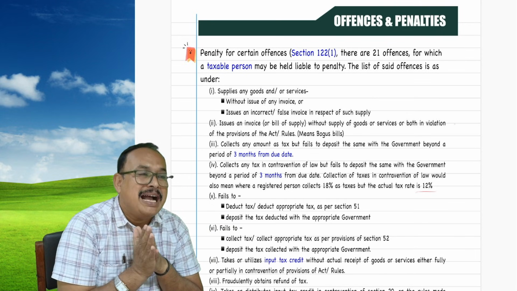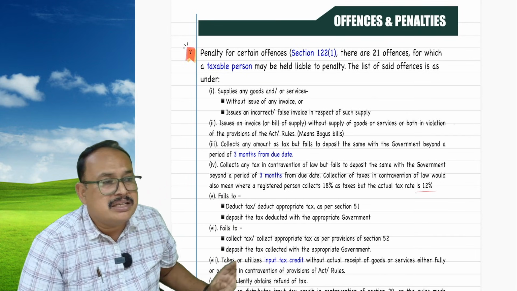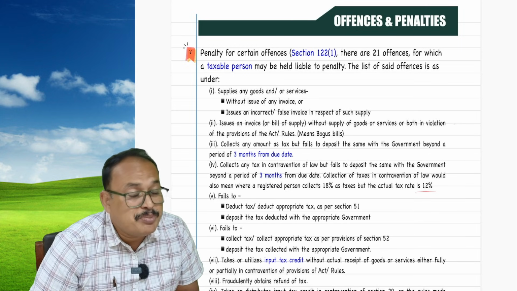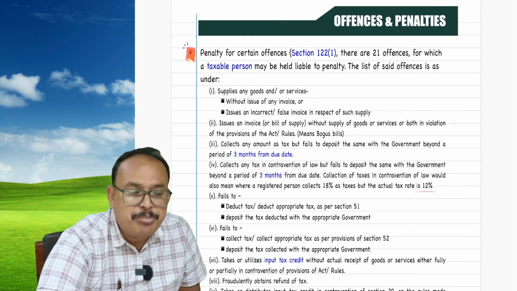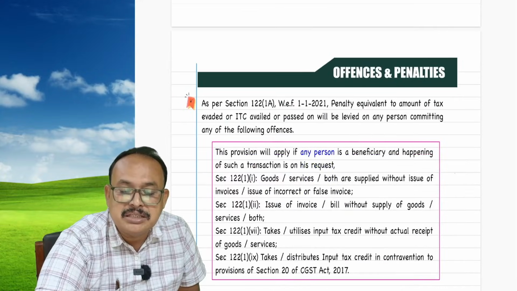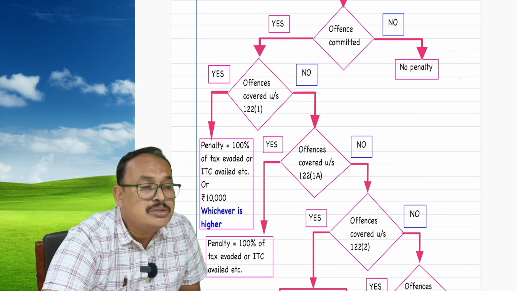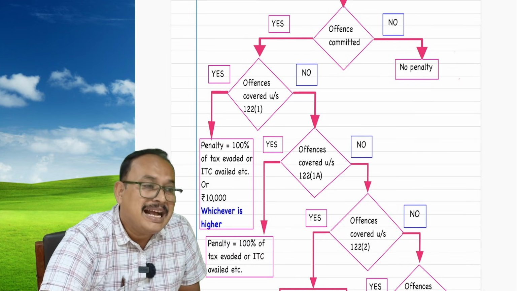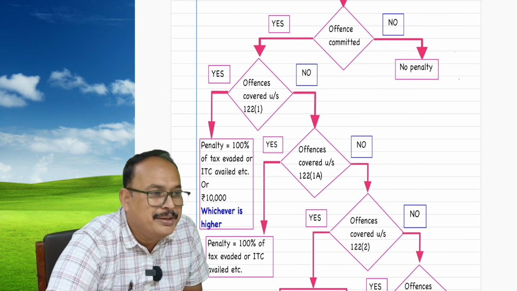Section 122 sub-section 1 has so many clauses which are offences. Registration required but not registered. You issue the invoice but do not supply the goods. Or supply the goods but do not issue the invoices. These are all offences. For all these offences, penalty is available, sir, which is nothing but 100% of the tax amount or rupees 10,000, whichever is higher as per the CGST. An equal amount as per the SGST.